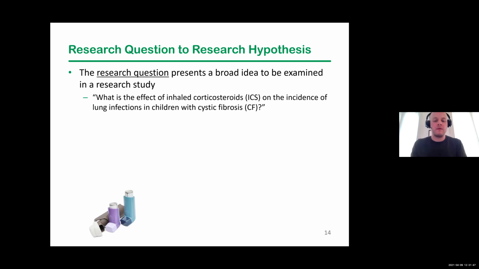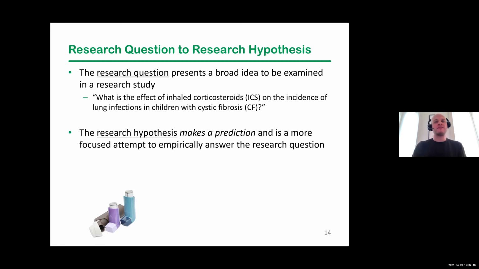So the next step I want to think about is, we've talked about now how to create a good research question. You start to observe some phenomenon in practice or in literature. You do a theoretical framework where you figure out all the different dynamics that could be going on in this relationship. You do a lit review. You identify exposures and outcomes, and now you come up with a good question. And the question we just had was, what is the effect of ICS on the incidence of lung infection in kids with CF? But how do I turn that research question into a research hypothesis?